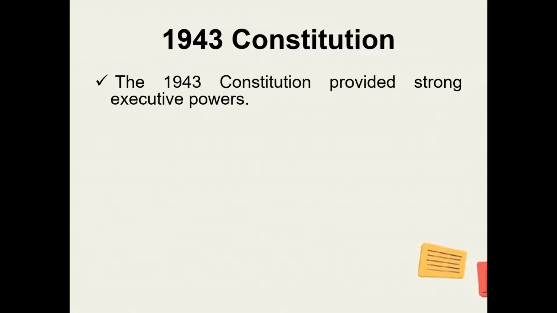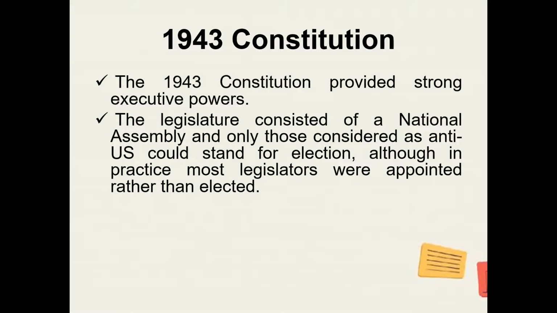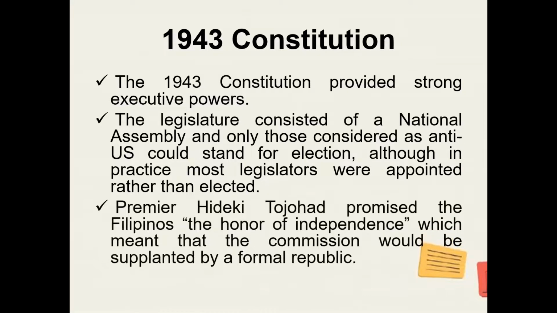1943 Constitution provided strong executive powers. The legislature consisted of a National Assembly and only those considered as anti-US could stand for election. So it's very evident there is already a clash between the US government and the Japanese government. So there's already a Cold War between the two countries. Okay, so you are only welcome in the 1943 Constitution if you are anti-US, no? So you should really support the Japanese government.